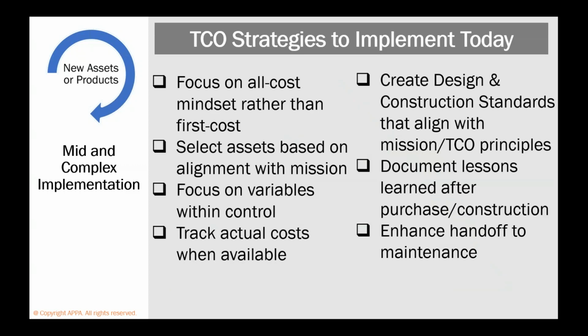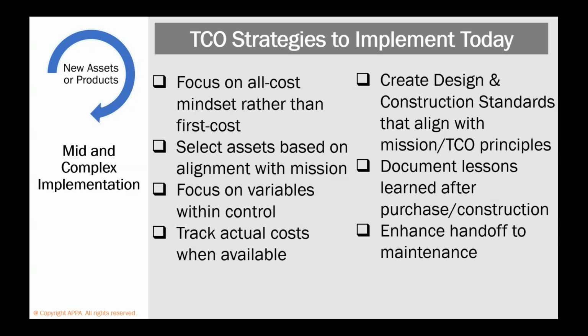So we've identified some TCO strategies that you can implement today to take you from that basic to either mid or complex. And I think the most important one is a mindset of all costs versus just a first cost. What is the best value of what we were to spend today versus what we're spending over the life of the asset? Also looking at selecting the assets based on the alignment with the mission of the organization. Again, everything needs to tie back to leadership and the mission of your organization. Focusing on variables within your control.